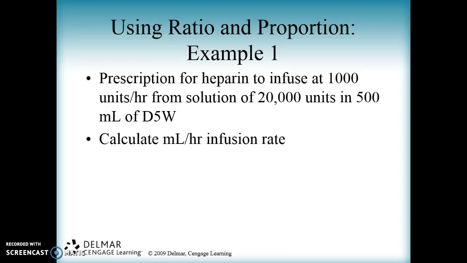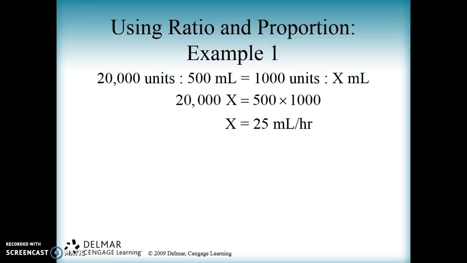So again, we're going to start with a question and what we know. The question is 1,000 units is going to be how many milliliters? That's our question. And the way the medication comes is 20,000 units per 500 milliliters. Your book sets up the ratio and proportion looking like this. The given information on the left side, 20,000 units per 500 mLs. And then what we want to know on the other side, 1,000 units is how many mLs.